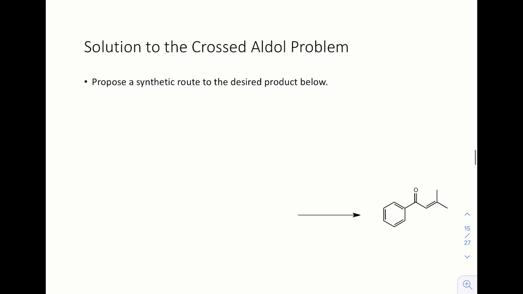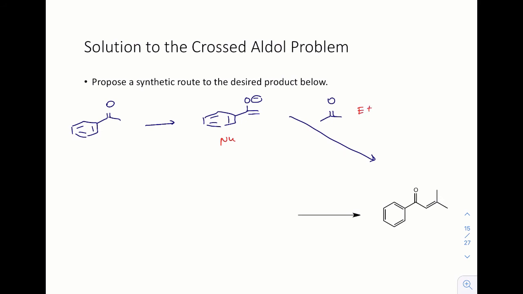Instead of that, what if we could take acetophenone by itself, generate the enolate, so there's no more acetophenone, it's all enolate, and then take that enolate and treat it with acetone. So we'd have one nucleophile and we'd have one electrophile, because once we've completely generated the enolate, then there's no more of the acetophenone carbonyl compound. So there's no more chance of self-condensation.